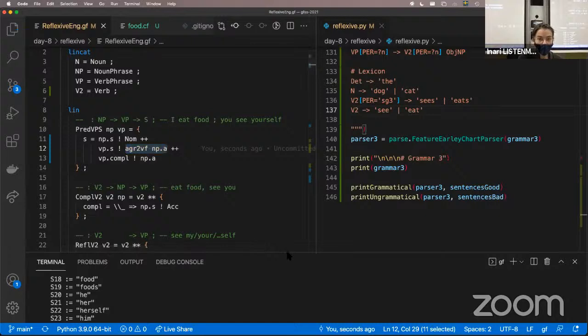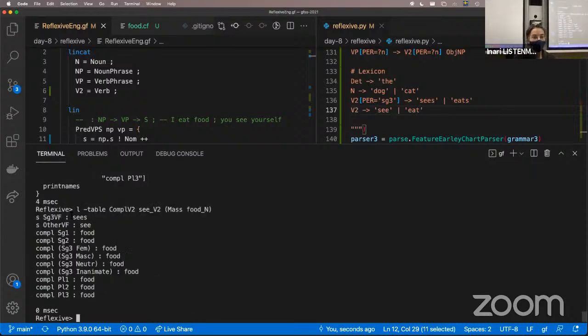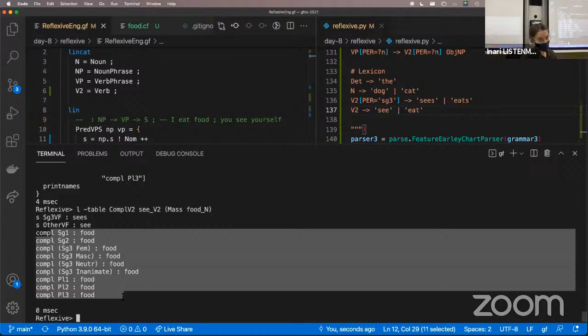So if we look at the lin table, compo v2, this is a table where the S has C's, and then the compo has all of this food.